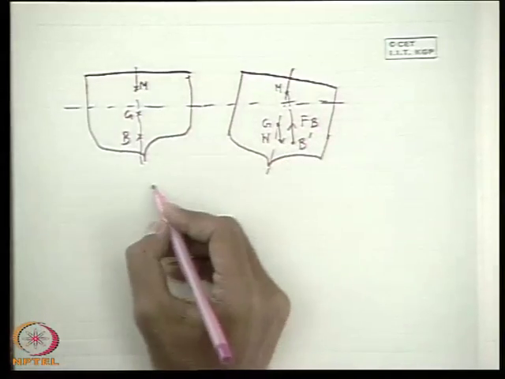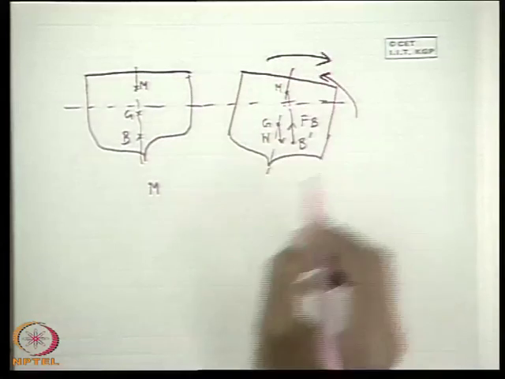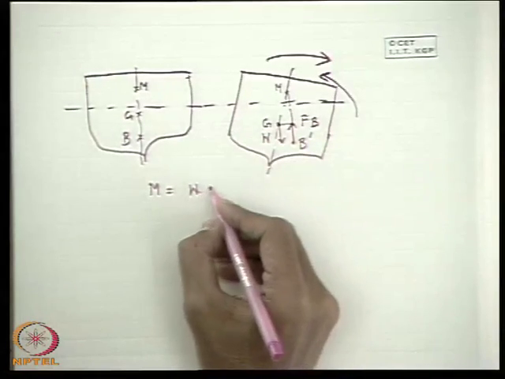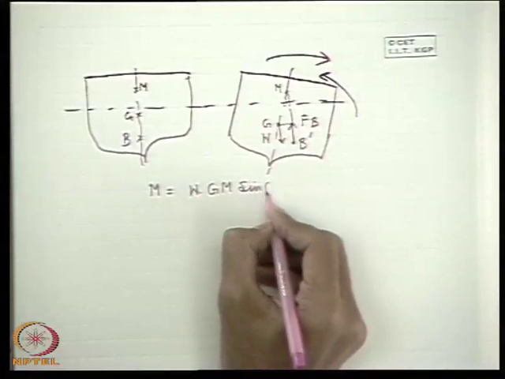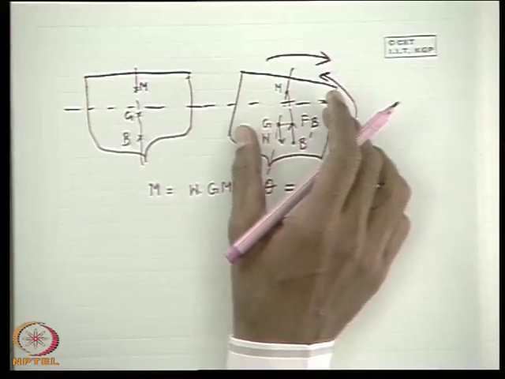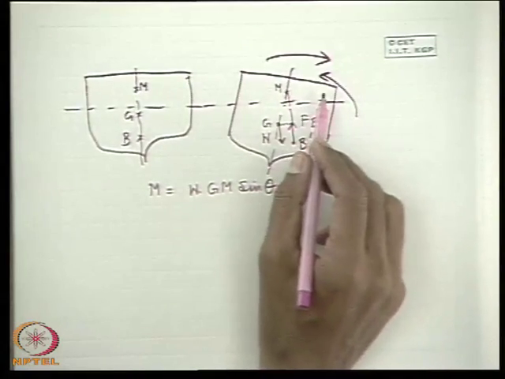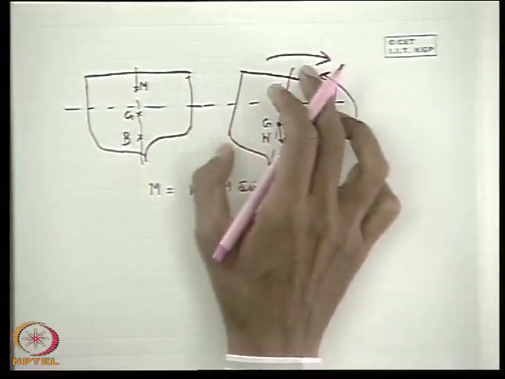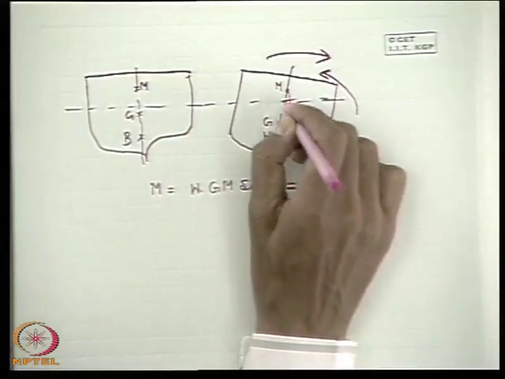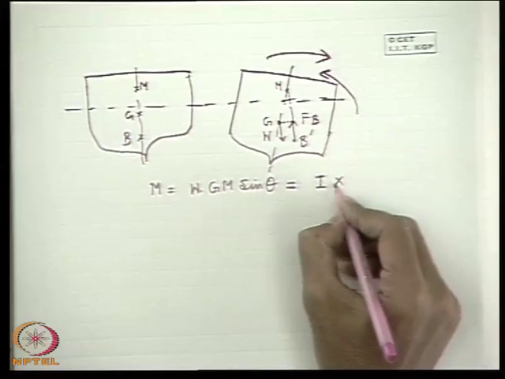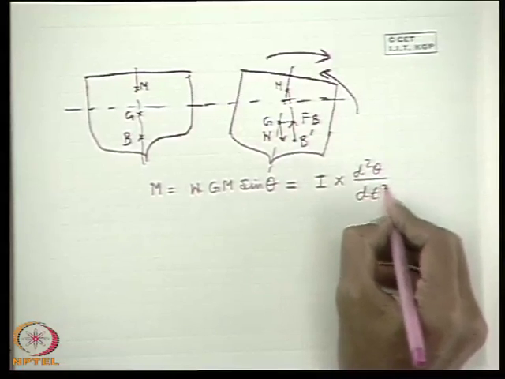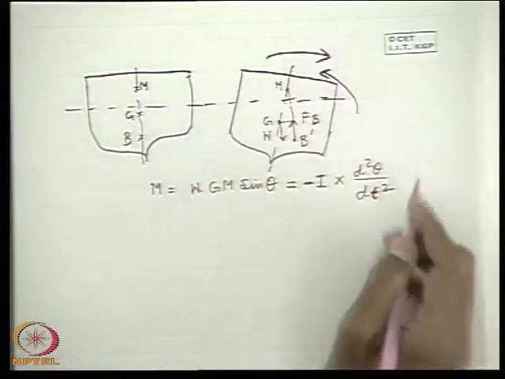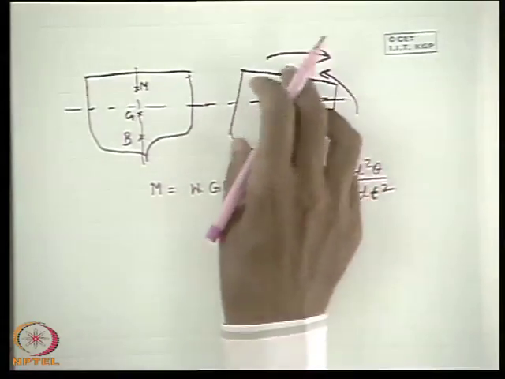Now in this case, the restoring moment, which acts in the direction opposite to the direction of tilt, is equal to this distance times W. Let us call it W, and for small angle theta this distance can be written as GM sine theta. This is the restoring moment. If I equate this with the moment of inertia times the angular acceleration, from the theorem of conservation of angular momentum, this is equal to the mass moment of inertia of this body about the axis of rotation times d square theta by dt square, where this is the angular acceleration. That means theta is the instantaneous angle of heel at any time t, with a negative sign, because this is a retarding one, because this couple is the restoring couple. Therefore, the roll is reducing.